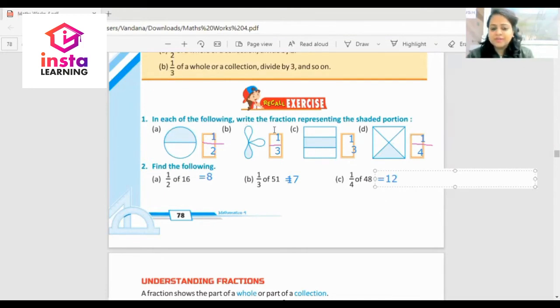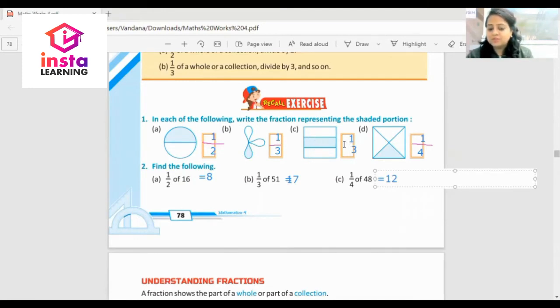In each of the following, write the fraction representing the shaded portion. Students, in a circle, half is shaded and another half is not shaded. So two parts are there. So you have to write 1/2. In these flower petals, you have to look at the shaded pattern. Shaded petal is 1, and how many petals are there? 1, 2, 3. So 1/3.